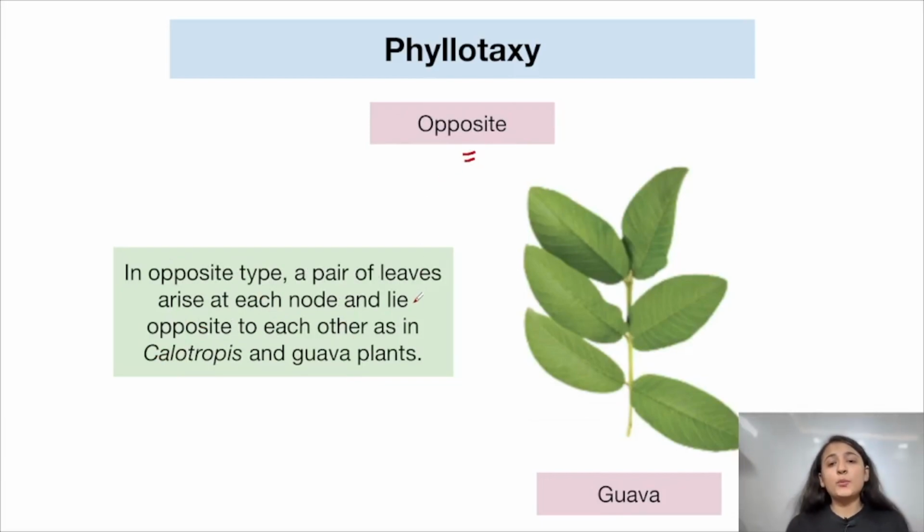Now let's come to opposite phyllotaxy. What happens in opposite phyllotaxy? As the name suggests, the leaves are present opposite to each other. At each point here, in alternate, one leaf was present per node. Here, two leaves are present per node and they are present opposite to each other. See, here also they are present opposite to each other. Here also the leaves are present opposite to each other. So in opposite type, a pair of leaves is present at each node. See, a pair means two leaves are present at each node and they lie opposite to each other.